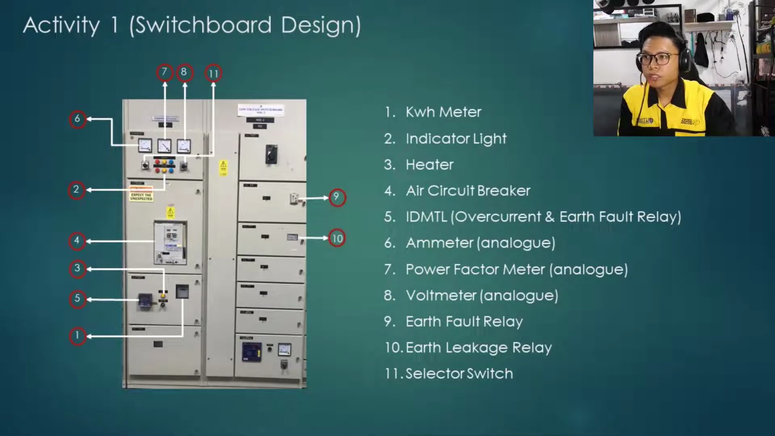So for the first one is the kilowatt hour meter. So this is the kilowatt hour meter. And then the indicator light here. This is for incoming and outgoing. And then the heater. And then this is the ACB for number 4.